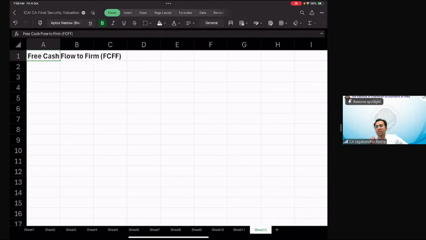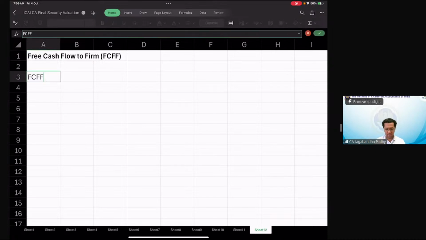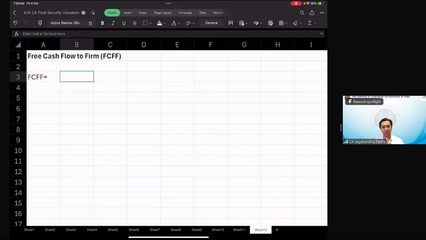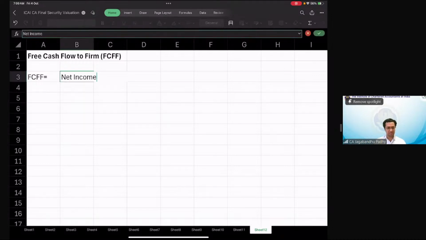Okay, we need to convert that profit figure to a cash flow figure, which will tell us how much cash flow has been generated. So for that we need to do some sort of adjustment. Let's look at some of the methods to calculate FCFF first, and then we'll go for how to calculate the FCFE. Free cash flow for the firm is computed as first your net income. Net income is basically the profit after tax which the company has reported.